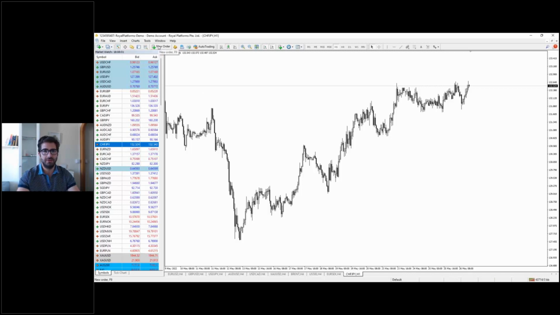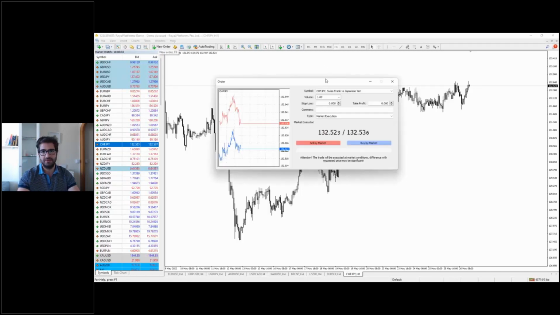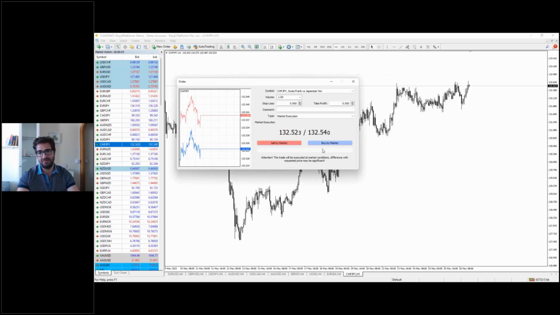You can see new order. If you would like to buy, you will obviously press the buy option here, or the buy button, and here you will specify the volume. As you remember, each 1 unit of volume is 100,000 units of CHF JPY. So each one volume is 100,000 units of any pair that you are trading. Here it is CHF JPY.